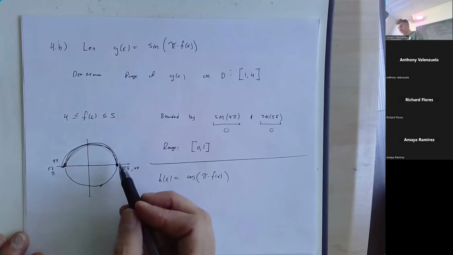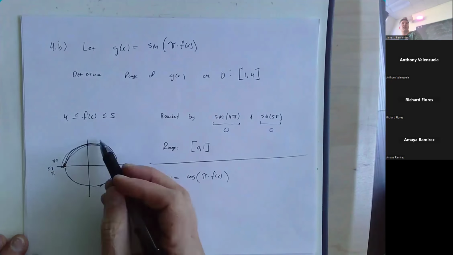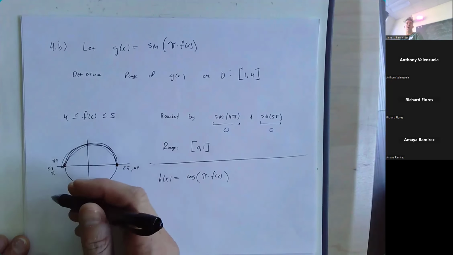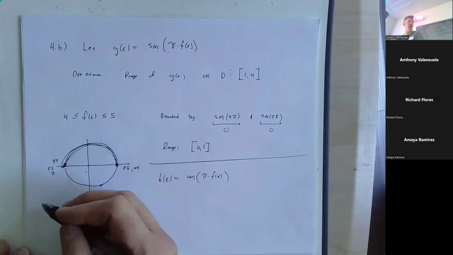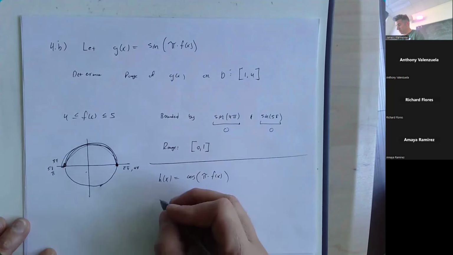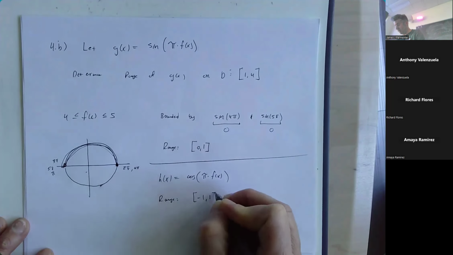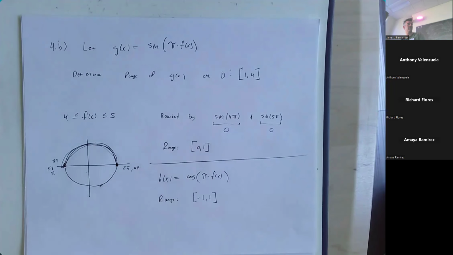So cosine, if we look from 4 pi to 5 pi, we're getting all of quadrant 1 and quadrant 2, and cosine goes all the way from +1 to -1 on those angle values. So here, the range for h of x would be -1 to 1 if it was cosine of pi times f of x.